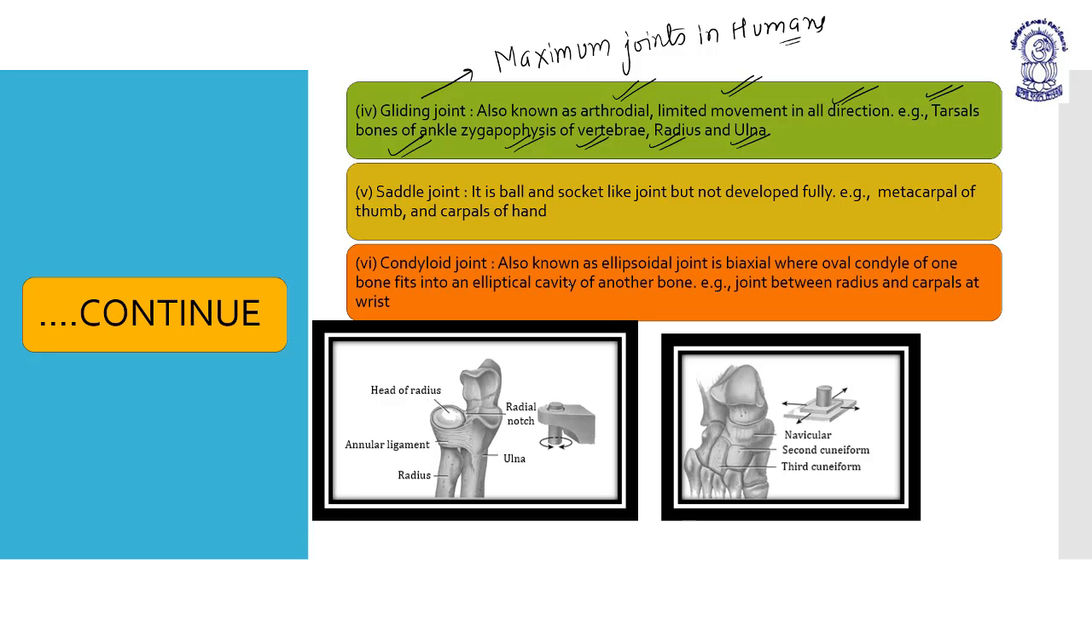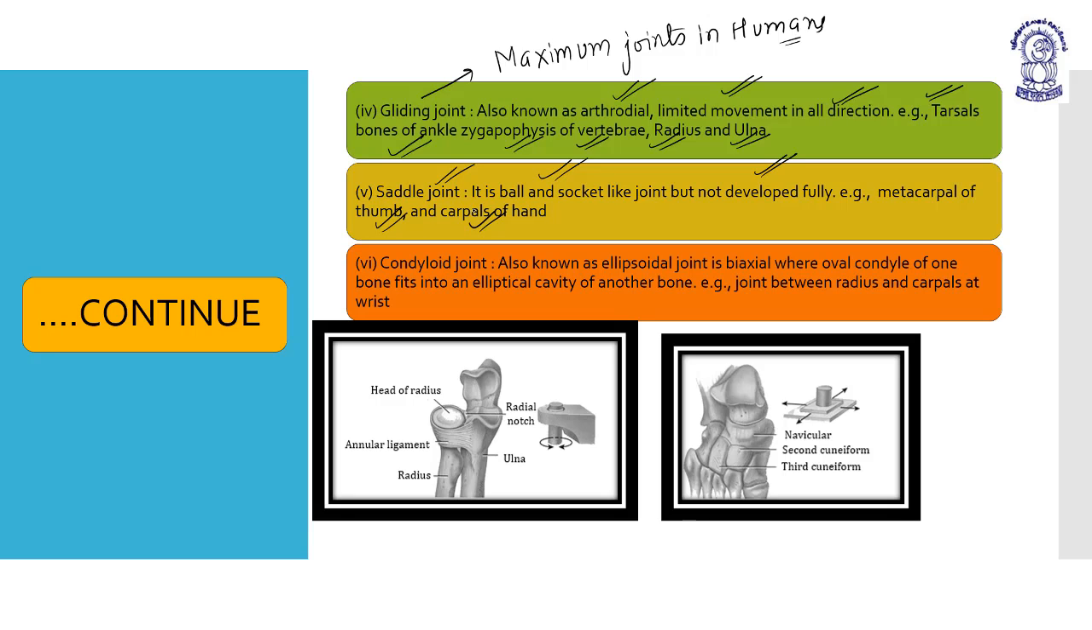Saddle joint is a ball and socket like joint but not fully developed. Example: metacarpal of the thumb and carpals. They have a saddle joint. It is a ball and socket joint but it is not fully developed.